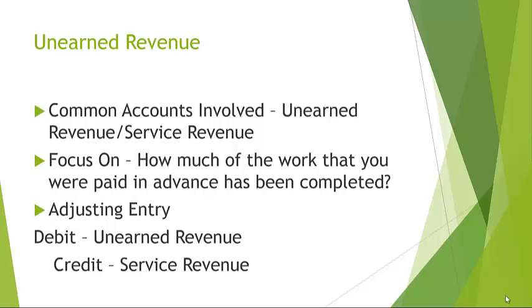So the adjusting entry will always be set up like this when we think of the adjustment for unearned revenue, and that will be to debit the unearned revenue account, because we're reducing it. We're not going to owe as much services as we did before, and we would credit service revenue to record the fact that some of that or all of the unearned revenue that we had is now earned.